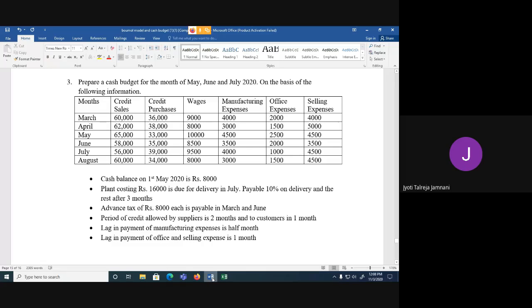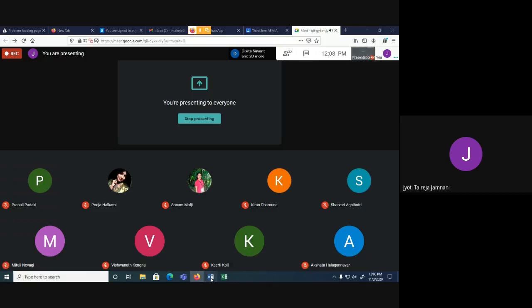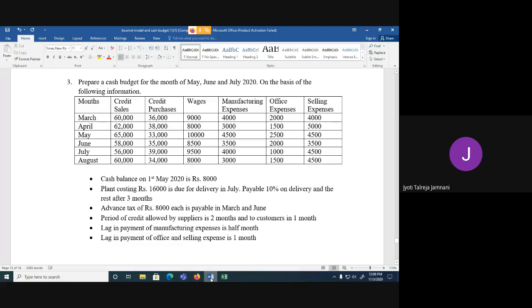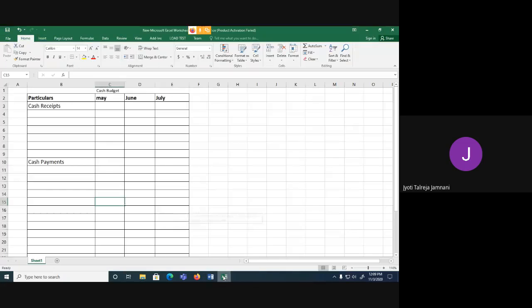Prepare a cash budget for the month of May, June and July 2020 on the basis of the following information. So they have given you details from March to August, and the additional information that is given. So let's start making it. They want it only for 3 months. So first we need to draw a cash budget for the months of May, June and July with cash receipts and cash payments.